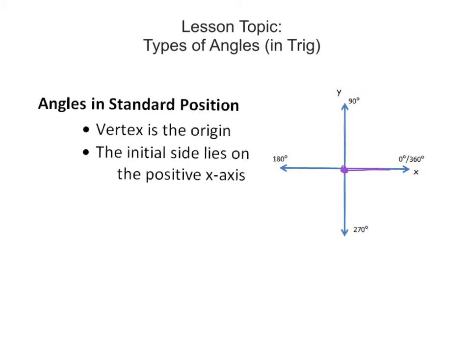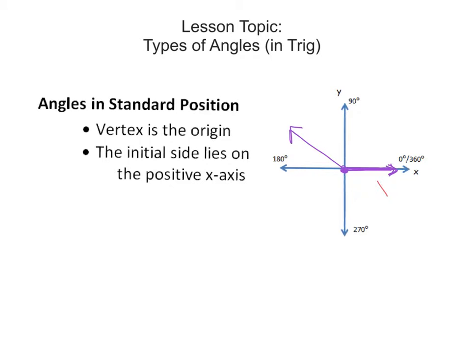So this is the positive x-axis right here. So my angle is going to be created with its initial side, or its first ray, on the x-axis. Now, the other ray of our angle goes somewhere else. Let's say, for example, over here. Okay? So now we have an angle in standard position.